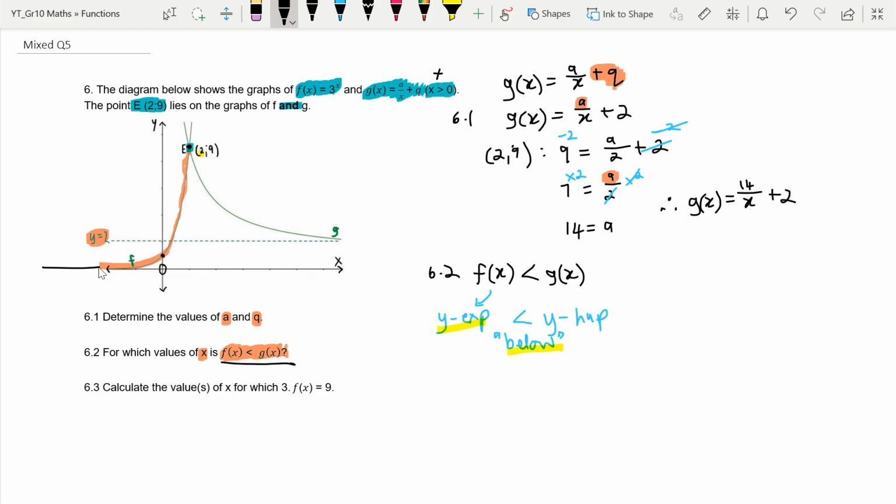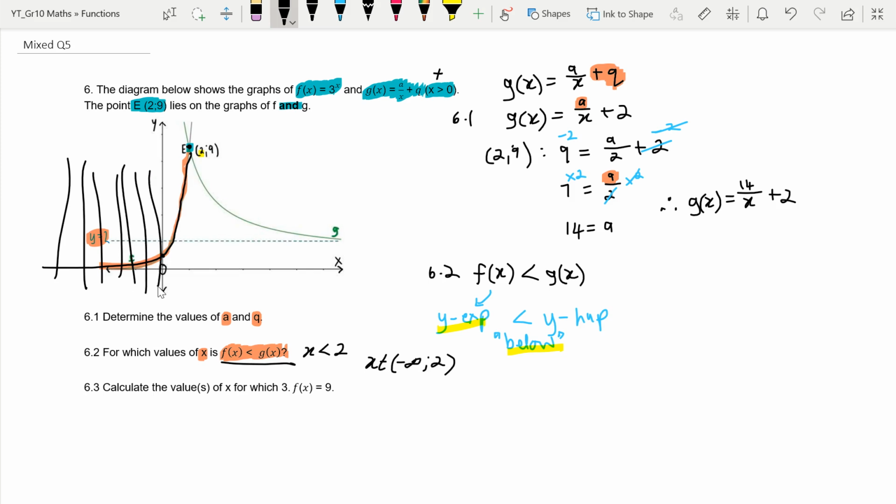All the way there, remember that carries on with an arrow all the way to where x is equal to 2. So how can we write that? It's either that x must be smaller than 2. 2 is not included because it's not included in the question. We can also write it as x is an element of (negative infinity, 2), with a round bracket. There we go. So for all those x values, the y values of the exponential would be below the y values of the hyperbola.